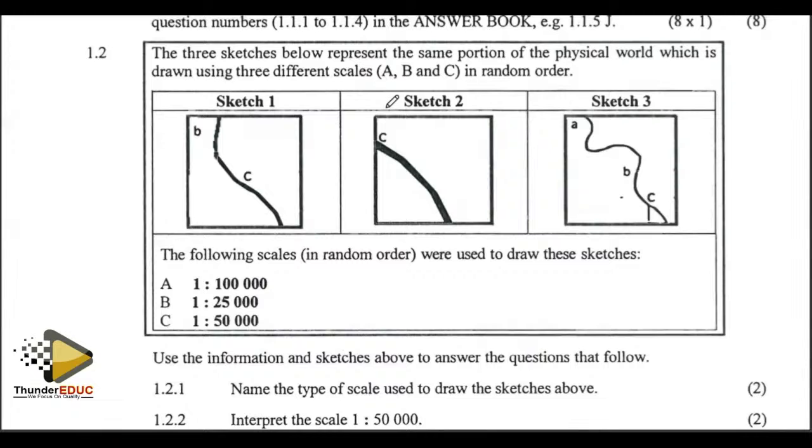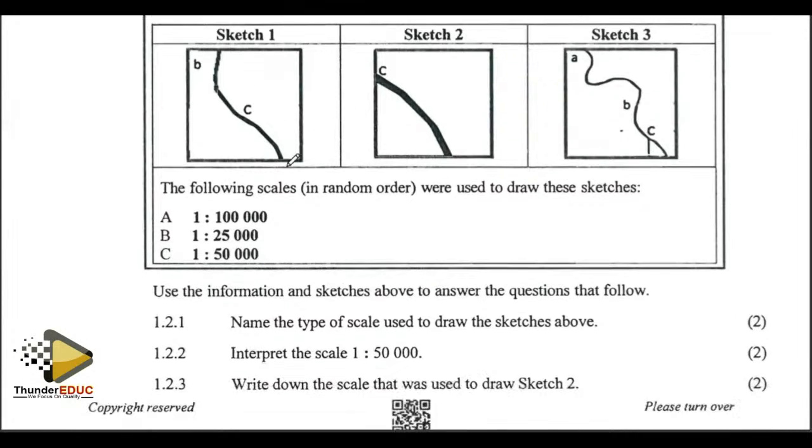1.2. The 3 sketches below represent the same portion of physical world, which is drawn using 3 different scales, A, B, and C, in random order. Okay, the scales are given there, the diagrams as you see them. We have sketch 1, sketch 2, sketch 3. All right, we have 1 is to 100,000, 1 is to 25,000, and 1 is to 50,000.